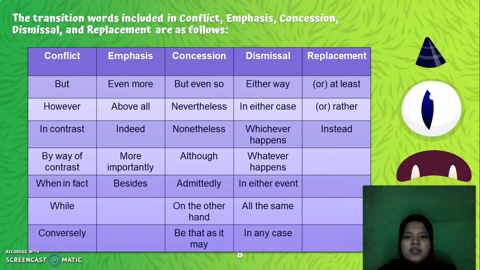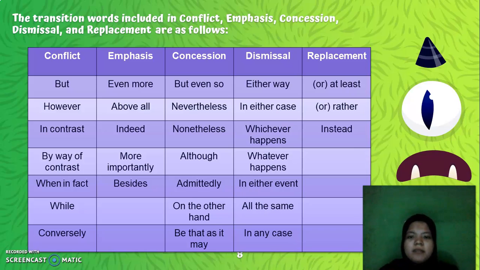The transition words include in conflict, emphasis, concessions, dismissal, and replacement are as follows. Conflict. There are, but, however, in contrast, by way of contrast, when in fact, while, conversely. Emphasis. There are even more, above all, in that, more importantly, besides.